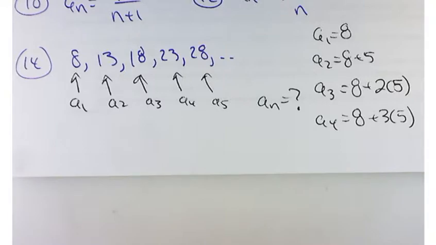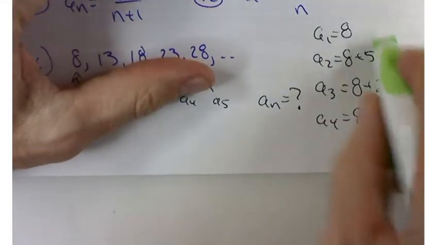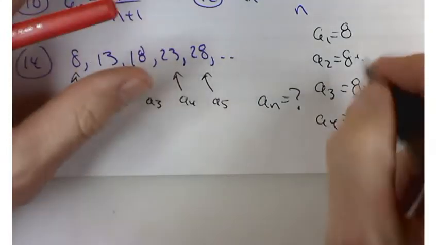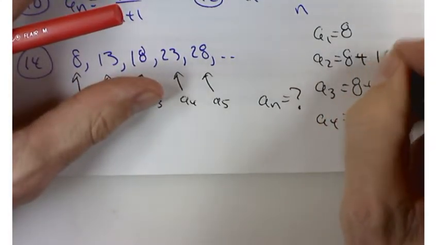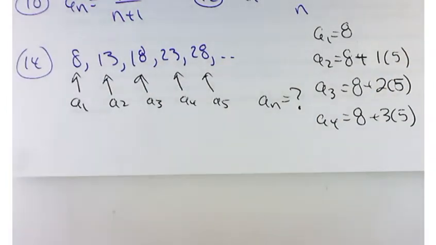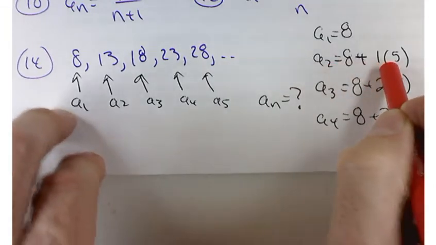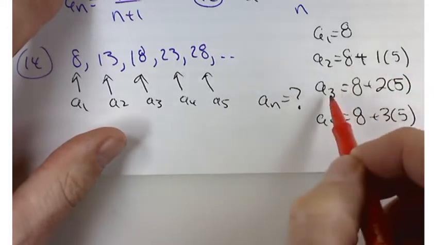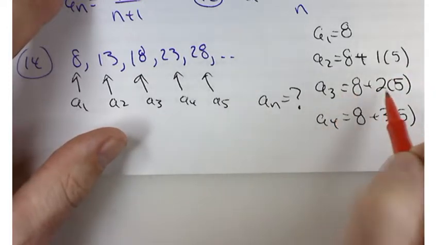Now what I'm looking for, maybe I can start to see a pattern here. In fact, let's just try and make that pattern a little bit more concrete now. Let's apply some Photoshop right here. There we go. And I'll write that as 8 plus 1 times 5. Now you can start to look at our index here and this over here. A sub 2 is 8 plus 1 times 5. A sub 3 is 8 plus 2 times 5.